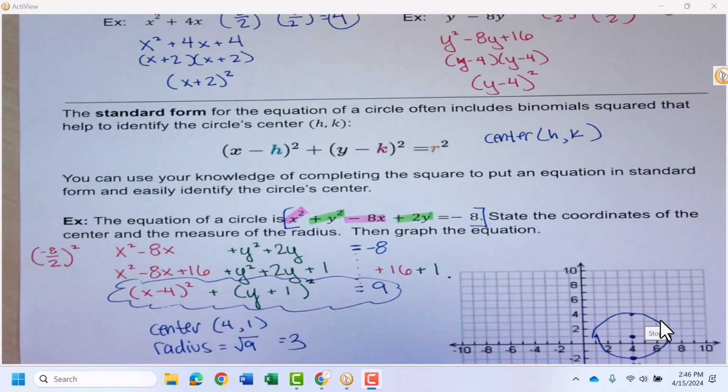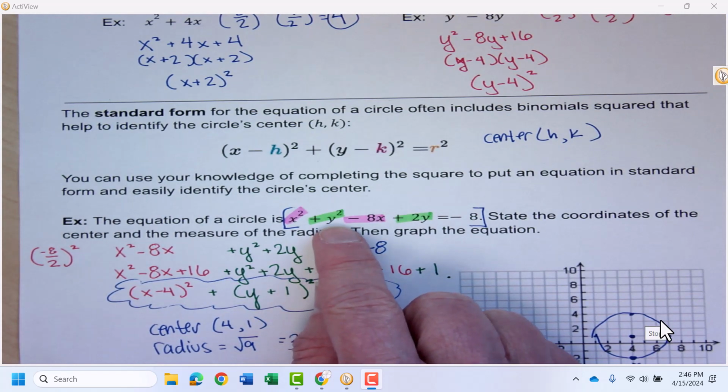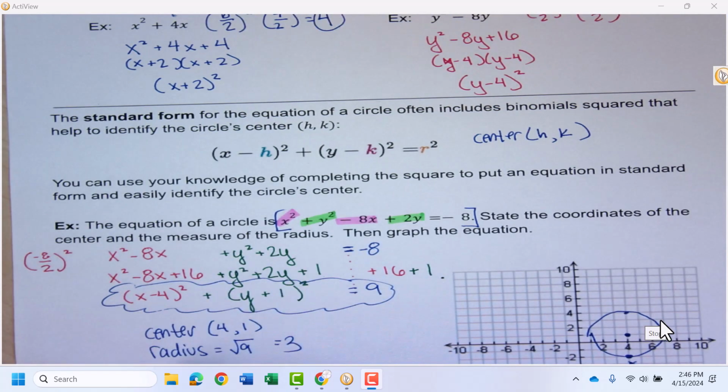Not going to use this all the time, but this is a nice refresher of completing the square. And this is how we can use it to write the equation of a circle.